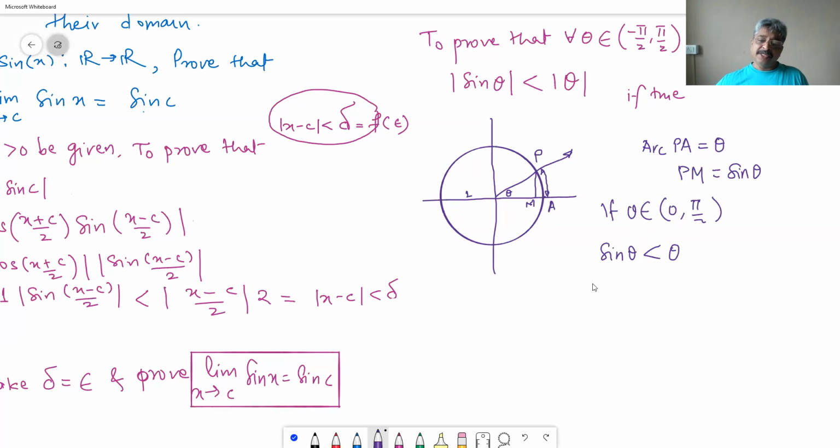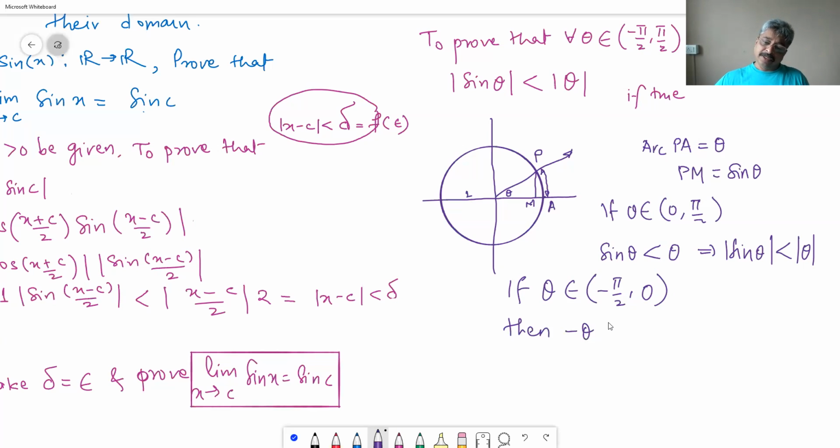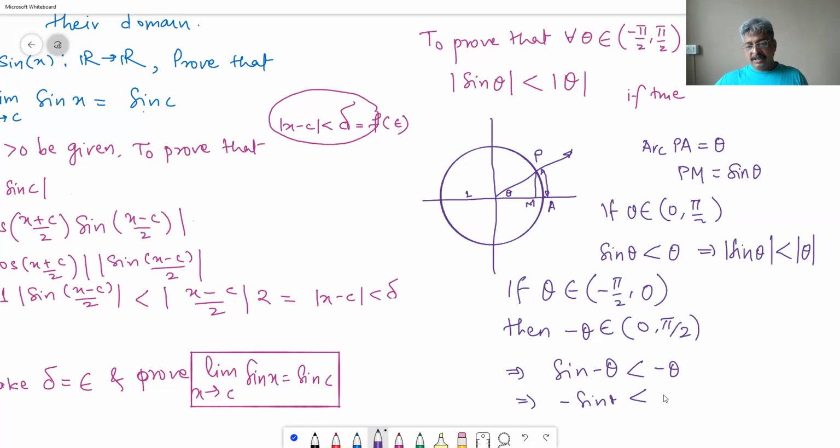and therefore mod sine theta is less than mod theta, and if theta belongs to minus pi by 2 to 0, then minus theta will belong to 0 to pi by 2, and therefore sine of minus theta we are supposed to prove less than minus theta, taking absolute value, I mean minus of sine theta is less than minus theta, taking absolute value.